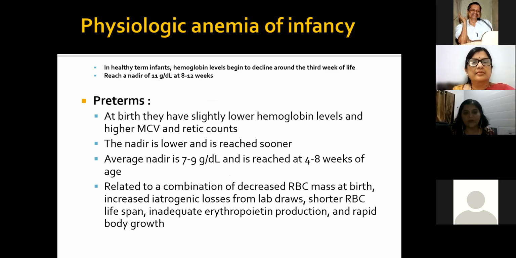All this is because there's a combination of decreased red blood cell mass, there are iatrogenic losses, there's a shorter lifespan of the neonatal RBCs, inadequate erythropoietin production, and a very rapid body growth, which means that your requirements are much higher in these patients as well.